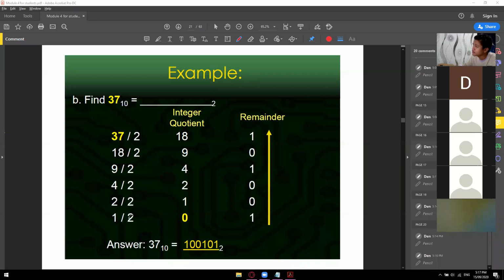And then 1 divided by 2 is 0.5. So just simply put here 0. And then yung 0.5 will be multiplied times 2. Then you'll get a remainder of 1. So kapag 0 na to, stop na kayo and then read everything sa remainder from bottom to top. 1, 0, 0, 1, 0, 1. Which is this one.